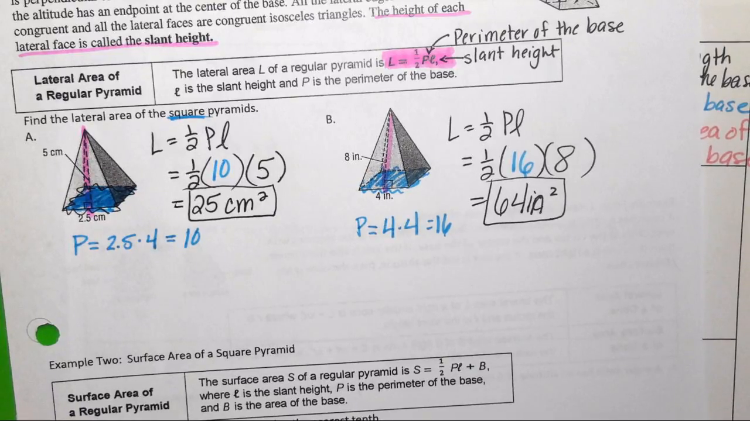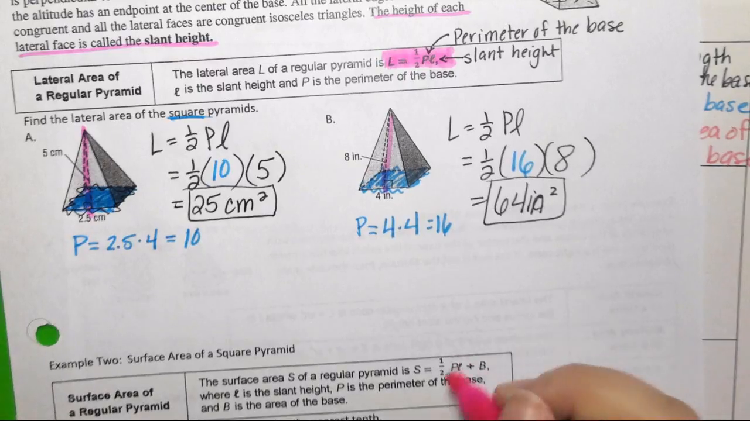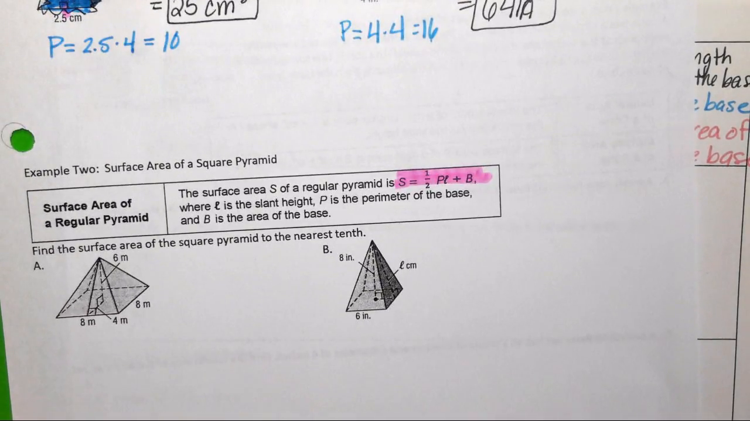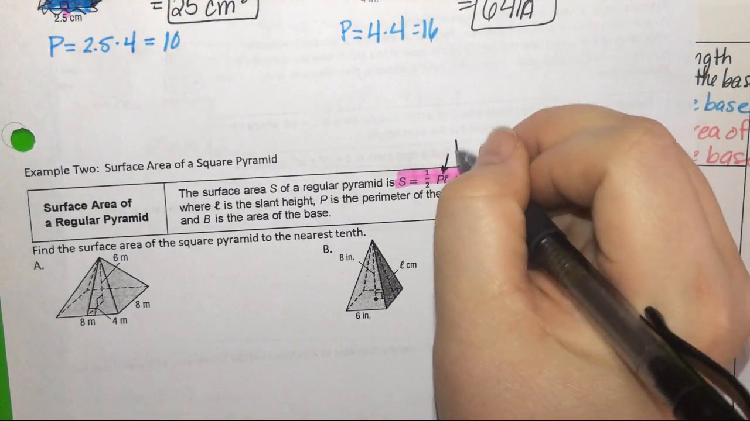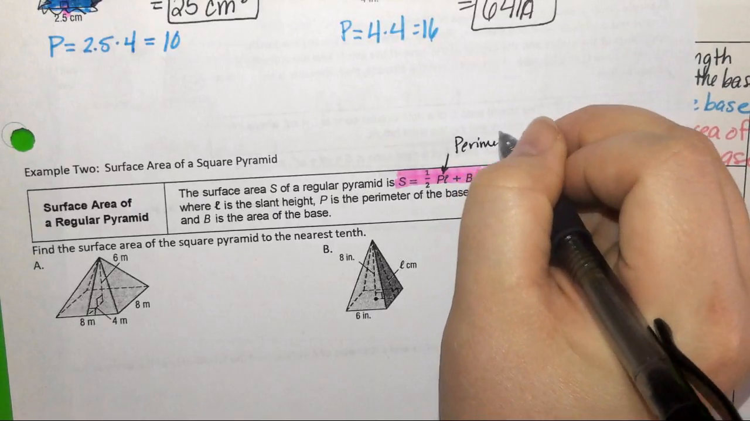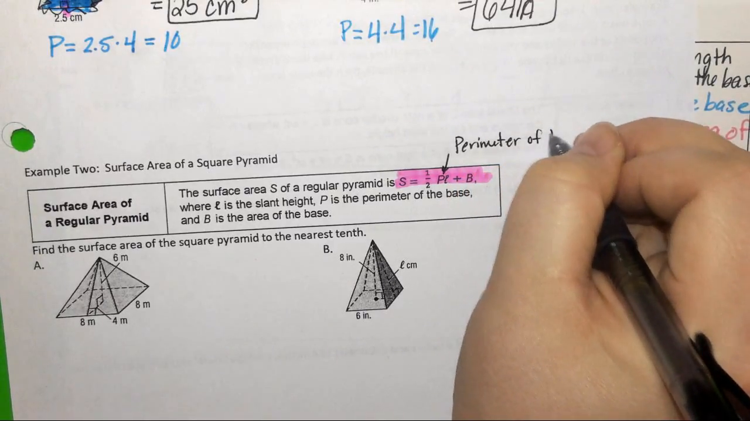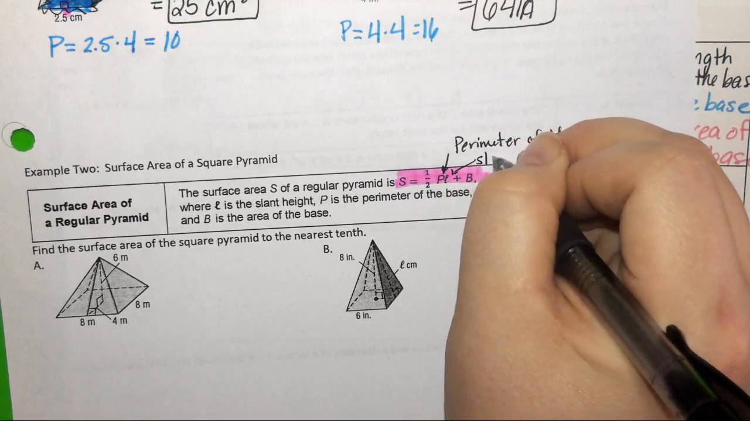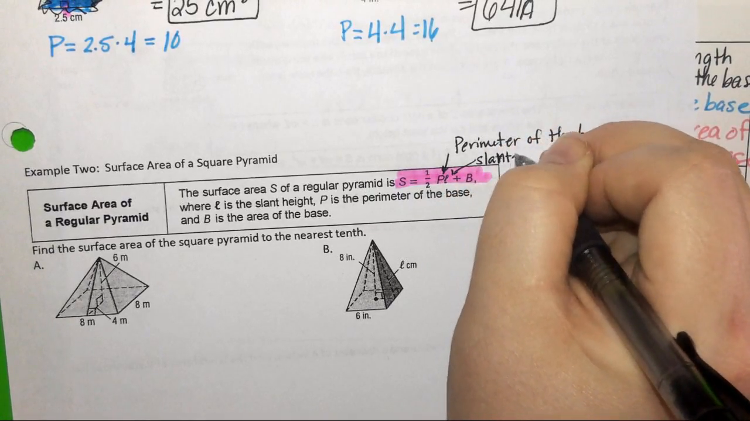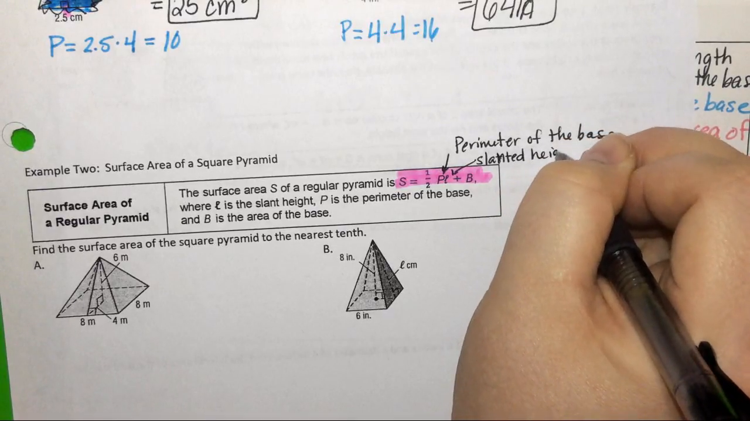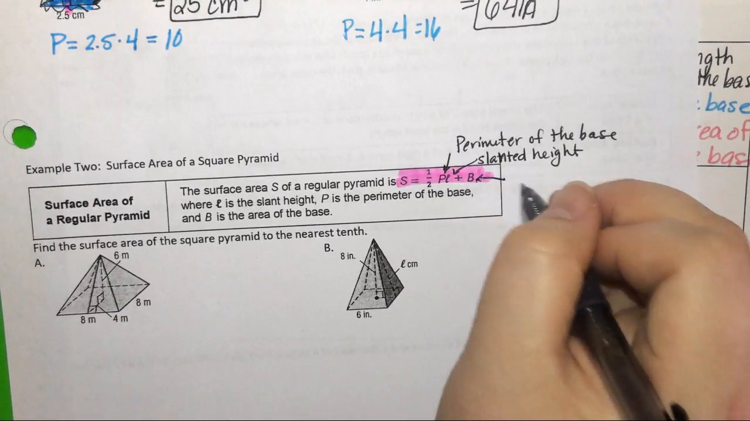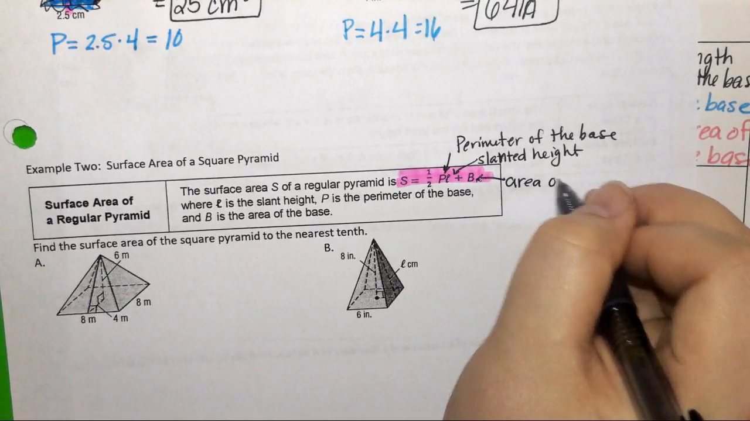If we look at the surface area formula, it's got everything we would expect in it. It's got P for the perimeter of the base. It's got the L for slanted height. And like with our other surface area formulas, it has the B for the area of the base.